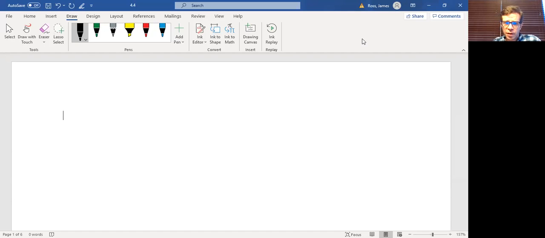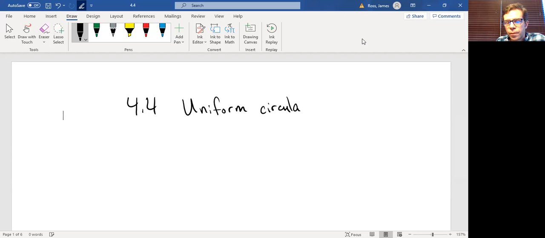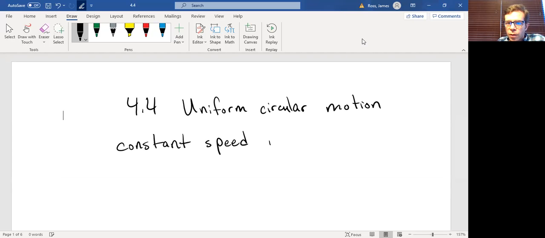All right, we're going to talk about section 4.4, and this deals with uniform circular motion. Those words describe everything that we're talking about. Uniform here means constant speed. Circular, in a circle. And motion is just moving, right? So moving at constant speed in a circle.